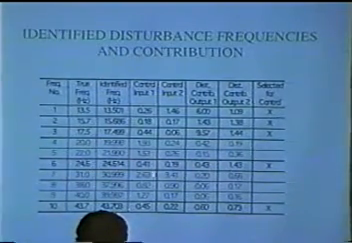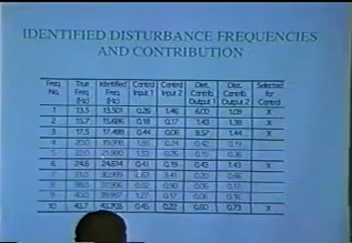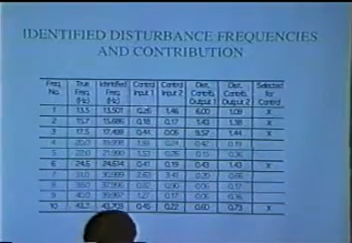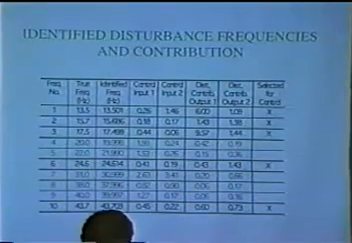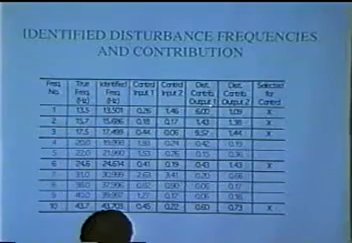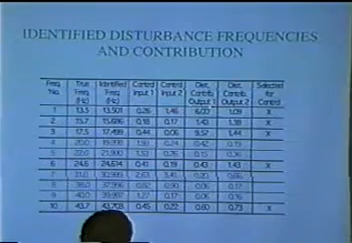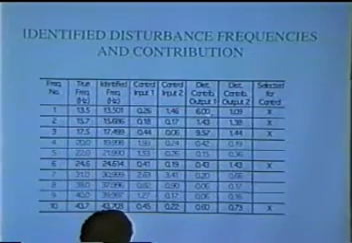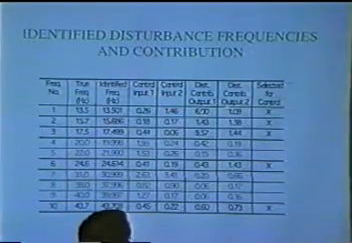And we don't know the disturbance frequency; that's from identification. Now we can also get out these numbers, which say that frequency number 1, 13.5 hertz, contributes this much on output 1, and this much on output 2.